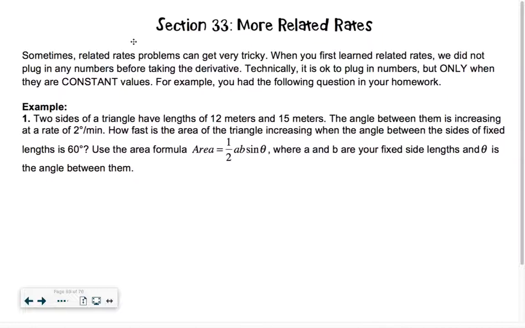So we'll see. So you had this question on your homework, and I'm going to talk about why the answer that you have on your homework is probably wrong, because I didn't tell you one little tiny thing with this. So we're going to talk about it.